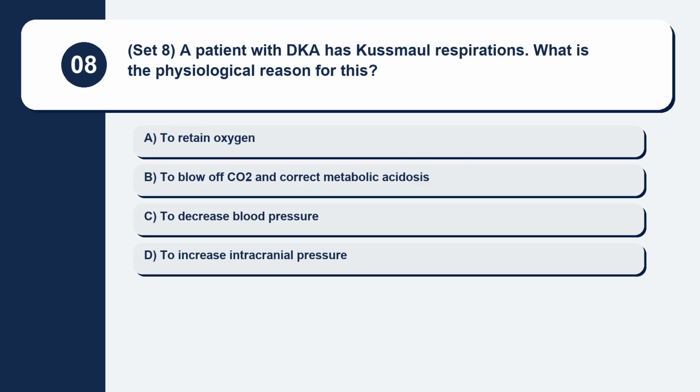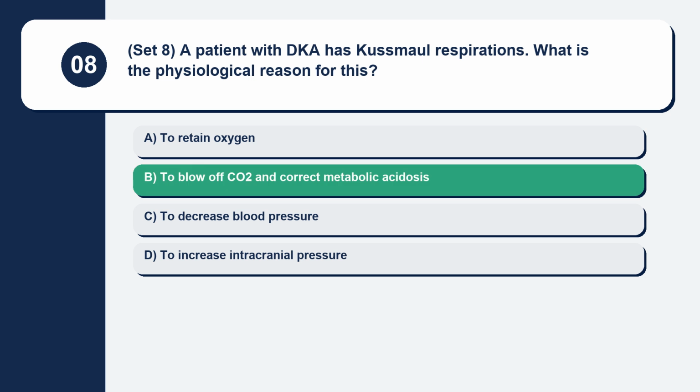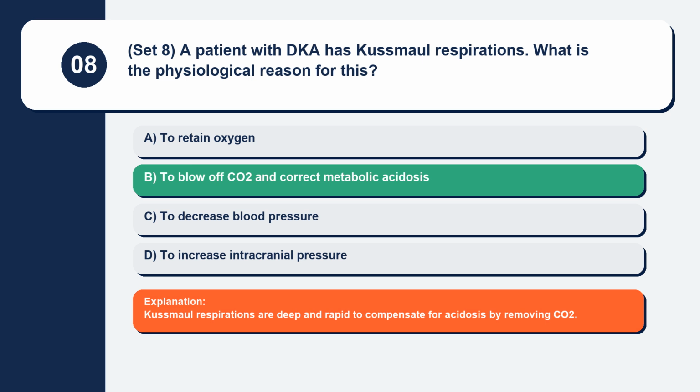Question 8. Set 8. A patient with DKA has Kussmaul respirations. What is the physiological reason for this? To retain oxygen, to blow off CO2 and correct metabolic acidosis, to decrease blood pressure, to increase intracranial pressure. Kussmaul respirations are deep and rapid to compensate for acidosis by removing CO2.